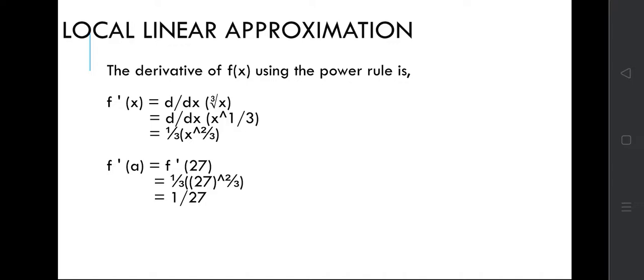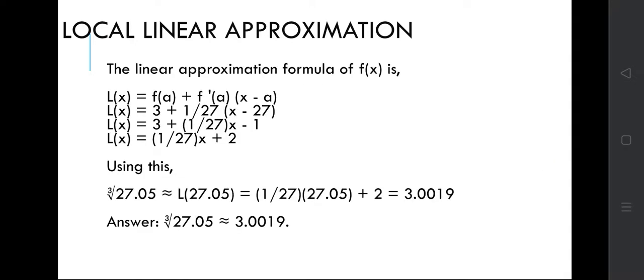F prime of a is equal to f prime of 27. Gamitin natin yung f prime of x, which is 1/3 x raised to negative 2/3. Gamitin muna natin yung x, i-equal muna natin sa 27. We'll now have 1/3 multiplied by 27 raised to negative 2/3, which will be equal to the f prime of a equals 1 over 27. Ito na, gamitin na natin yung formula sa taas.